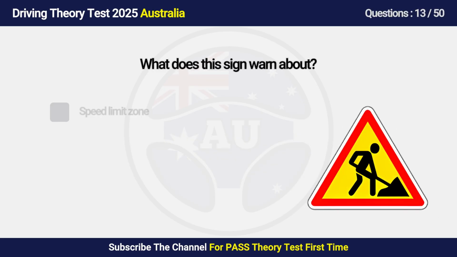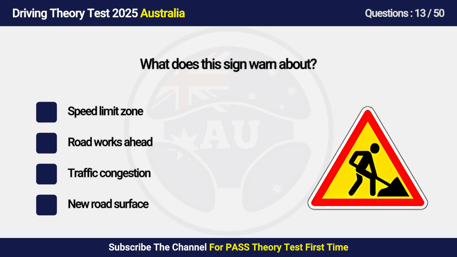Question 13. What does this sign warn about? A. Speed limit zone. B. Road works ahead. C. Traffic congestion. D. New road surface.